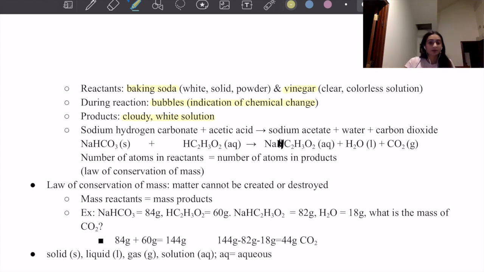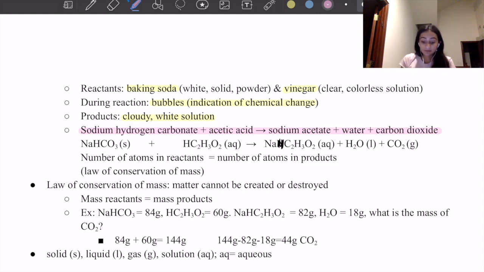So because what occurs with baking soda and vinegar is a chemical change, we can write a chemical equation for it. So we have sodium hydrogen carbonate plus acetic acid yields sodium acetate plus water plus carbon dioxide. Sodium hydrogen carbonate is baking soda, acetic acid is vinegar, and as you can see, they yield new substances. And when you put an arrow in chemical reactions, that means yields. It does not mean equals, it does not mean goes to, it just yields these products.